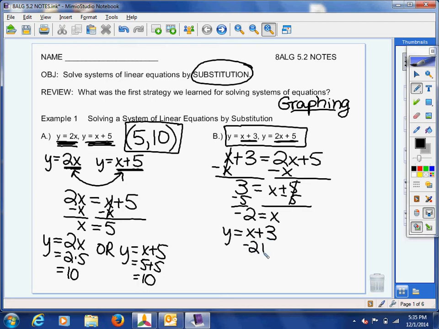Plug in negative 2 for the x and solve. And negative 2 plus 3 is 1. And so your point of intersection is x is negative 2, y is positive 1. There's your point of intersection. Boy, it beats the heck out of graphing, doesn't it? We got those done a lot faster.